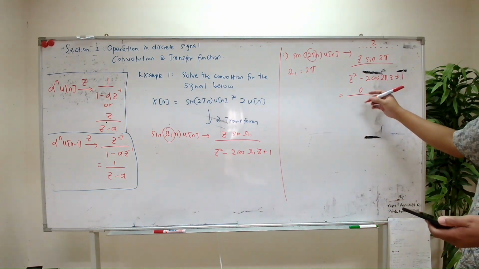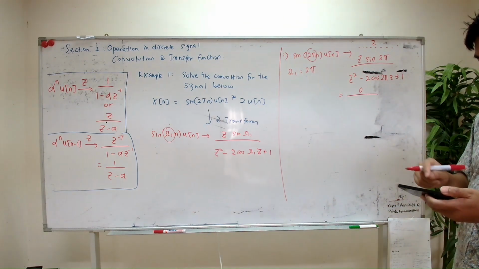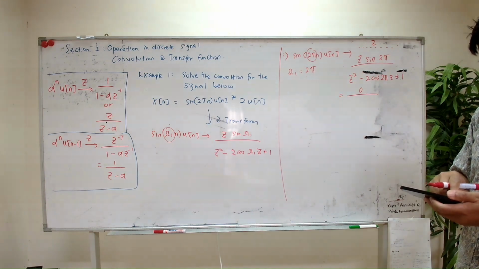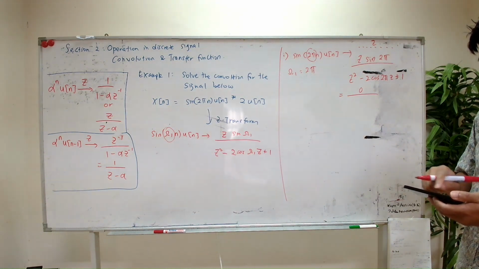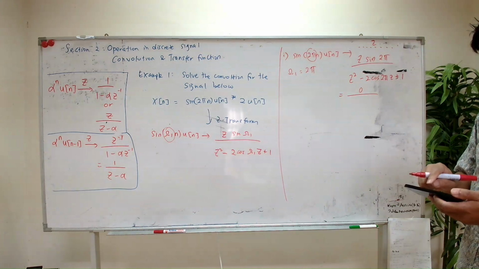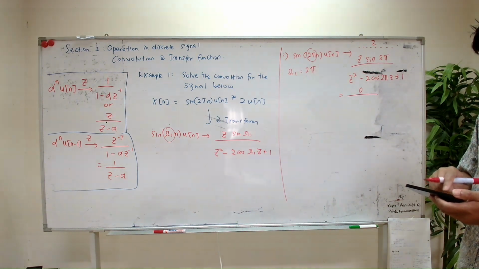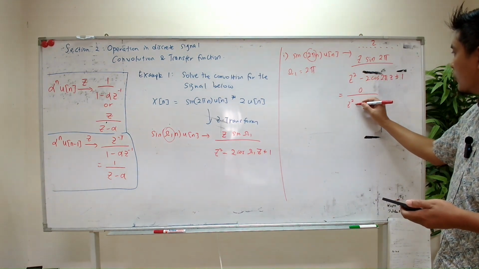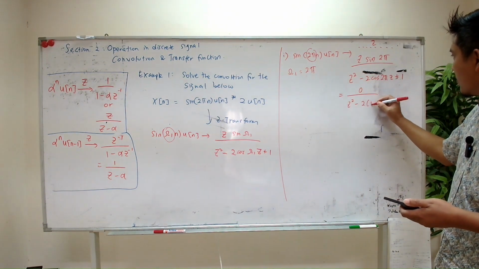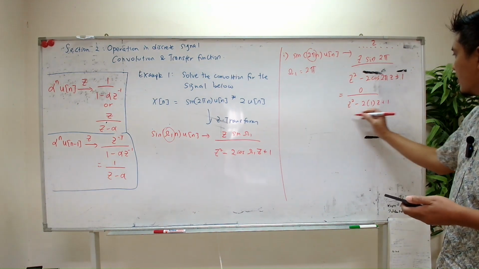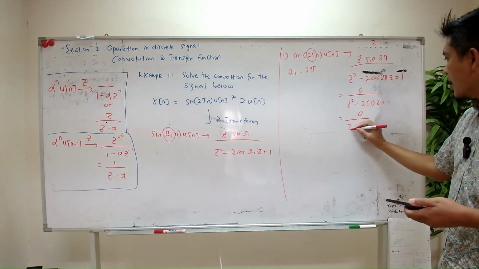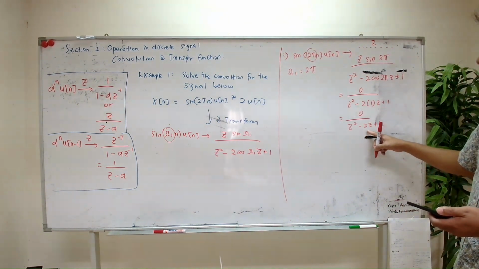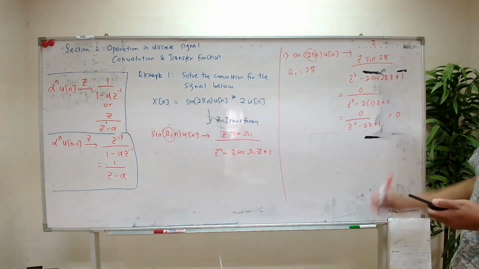Okay? And then Z power of 2, and then cos 2 pi, cos 2 pi equal to 1. Z power of 2 minus 2 multiplied with 1, Z plus 1, and you get 0 over Z power of 2 minus 2Z plus 1. Since 0 divided by everything here, it becomes 0.